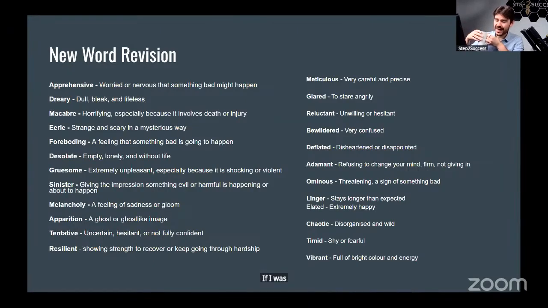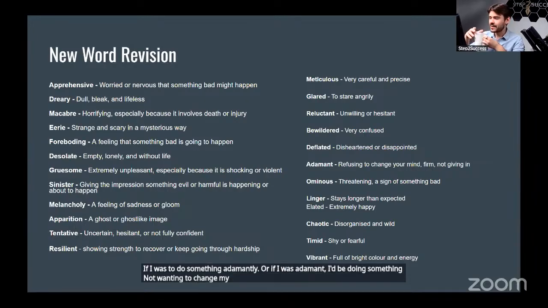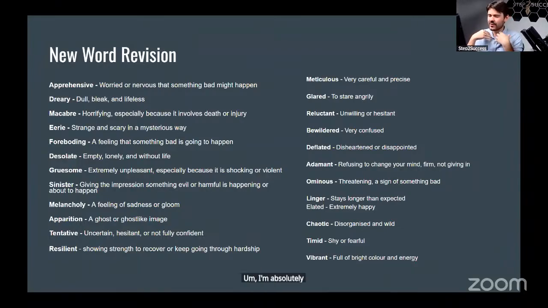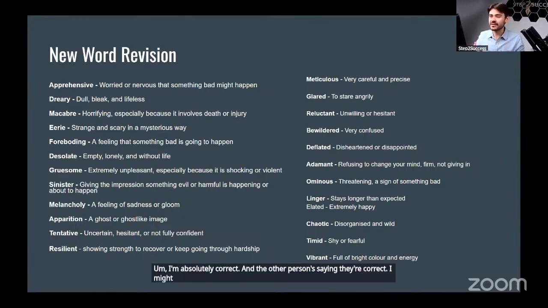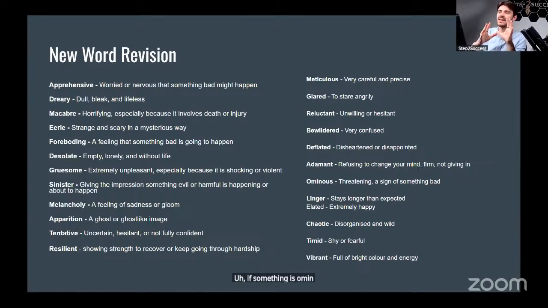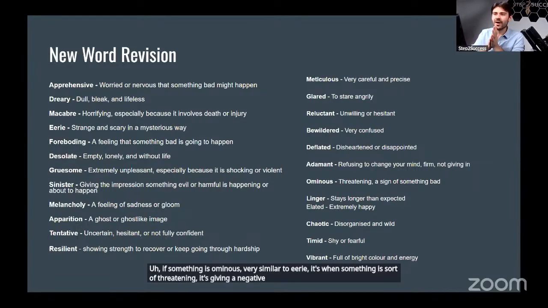If I was to do something adamantly, or if I was adamant, I'd be doing something not wanting to change my mind. I'd be absolutely certain that I am right. So if in an argument I'm saying I'm absolutely correct, and the other person is saying they're correct, I might be adamant. I might say to them, I am absolutely right and you are wrong, and therefore I'd be showing adamance. If something is ominous, very similar to eerie, it's when something is sort of threatening, giving a negative, foreboding vibe that something bad might happen.